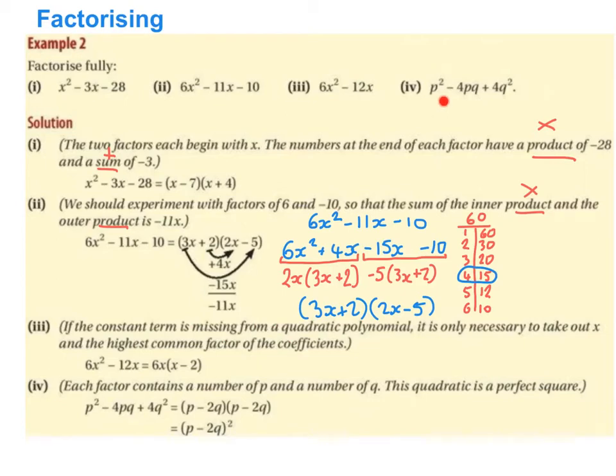And then the last one, p squared minus 4pq plus 4q squared. So each factor contains a number of p and a number of q. This quadratic is a perfect square. And we're going to work this in the same way that we worked part 2. So we're going to break up our quadratic trinomial into 4 different terms, and then we're going to factorize by grouping and then bring back our factors together at the end. So let's have a look at this one.